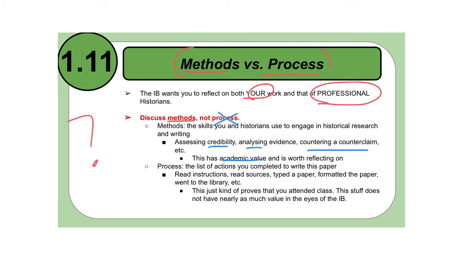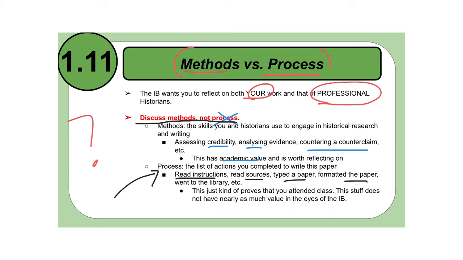So all of these things, like, I analyzed the credibility of this evidence and this is how I did it, or I was countering my counterclaim and this is how I did it. Sadly, many students do this other thing, and this is not a criticism, it's just a reality. This is a process, where you talk in your reflection and say things like, I read the instructions, I read the sources, I typed my paper, I formatted it, I went to the library. These are all actions that have nothing to do with the reflection. You are reflecting upon the methods, not the process.